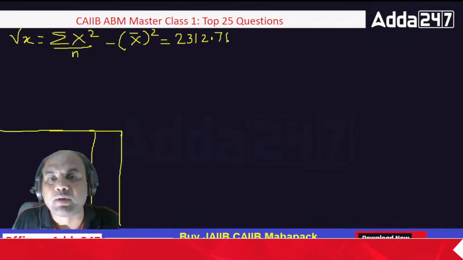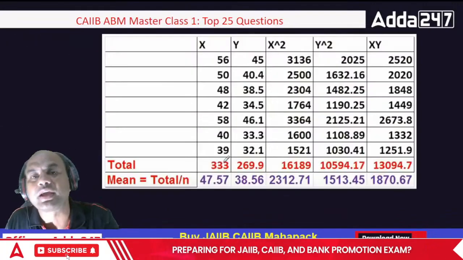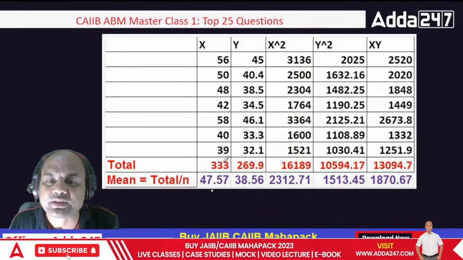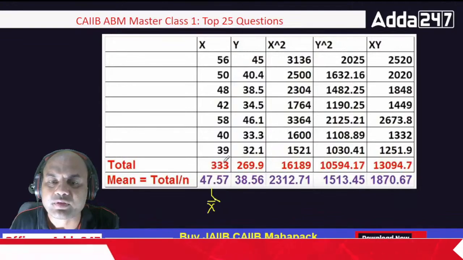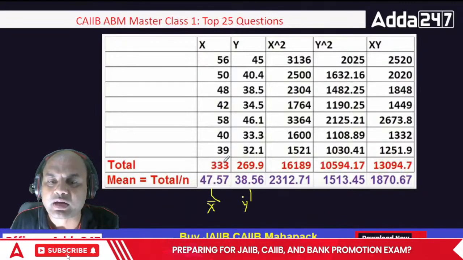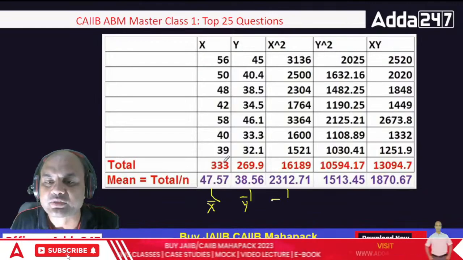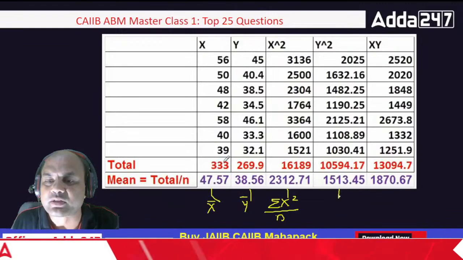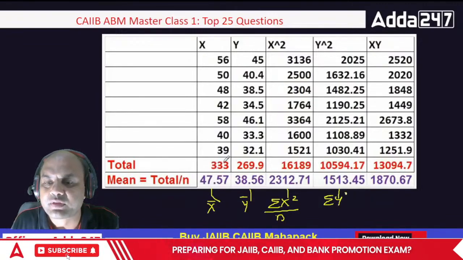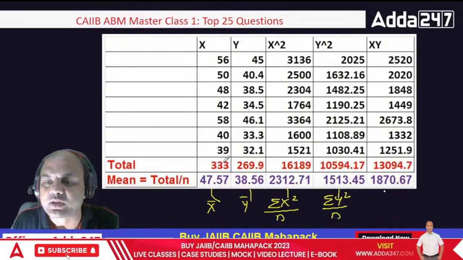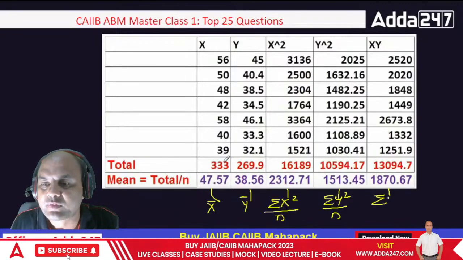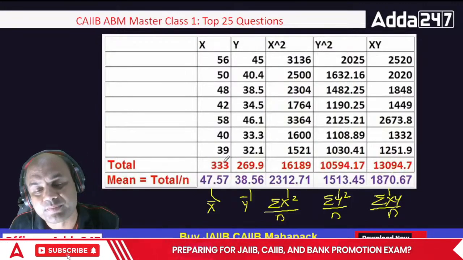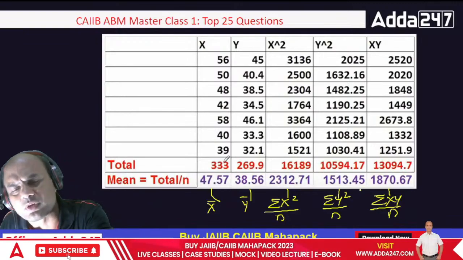2312.71 minus x bar square. What is x bar? Again, x bar means the addition of x upon n. So 47.57 is x bar, and this is y bar. This is summation x square upon n, this is summation y square upon n, and this is summation xy upon n. These are the simple answers that we want. Once you know this, the problem is almost solved.